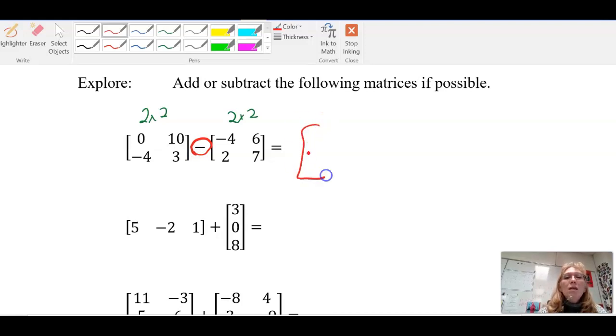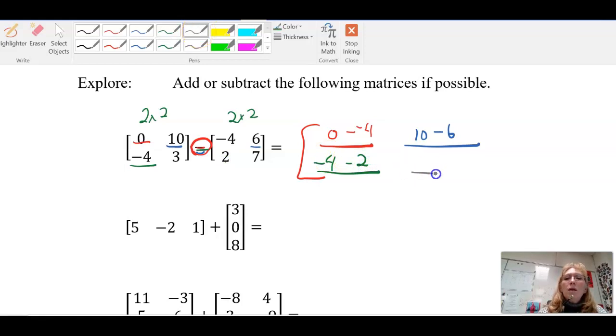So to do this, let's write it out for you. We are taking 0 minus -4. Your second element, you're taking 10 minus 6. Okay, now we're going down to the next row. So you're down here. You're taking -4 minus 2.